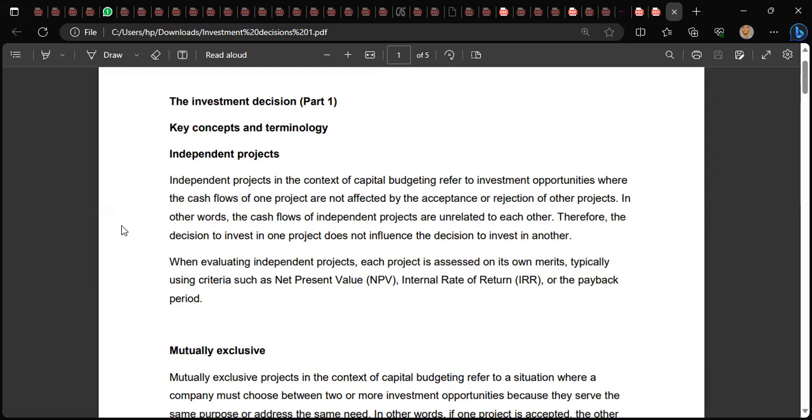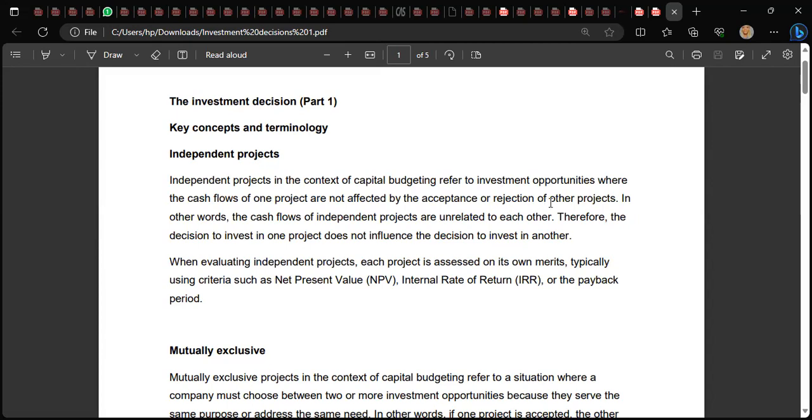So independent projects. In the context of capital budgeting, and this is all under capital budgeting, which is basically looking at long-term investments and deciding which one is best. So we are basically budgeting, or doing an appraisal. It's normally called capital appraisal or capital budgeting, whichever one you want to go for. We refer to investment opportunities where the cash flows of one project are not affected by the acceptance or rejection of other projects.